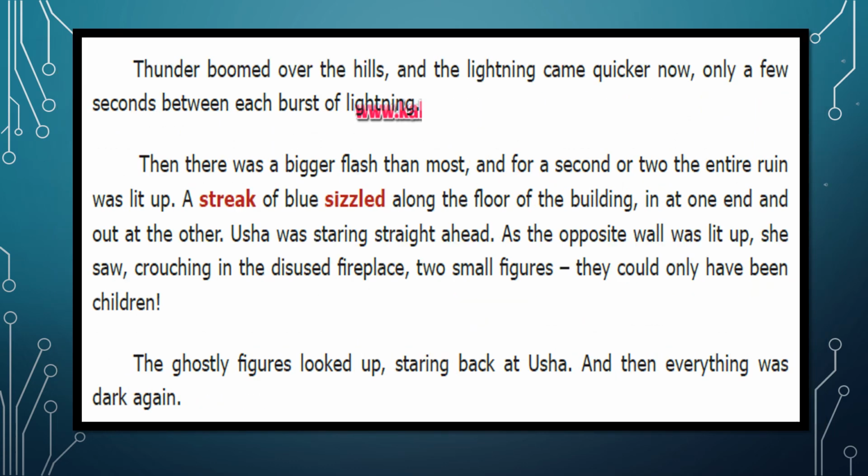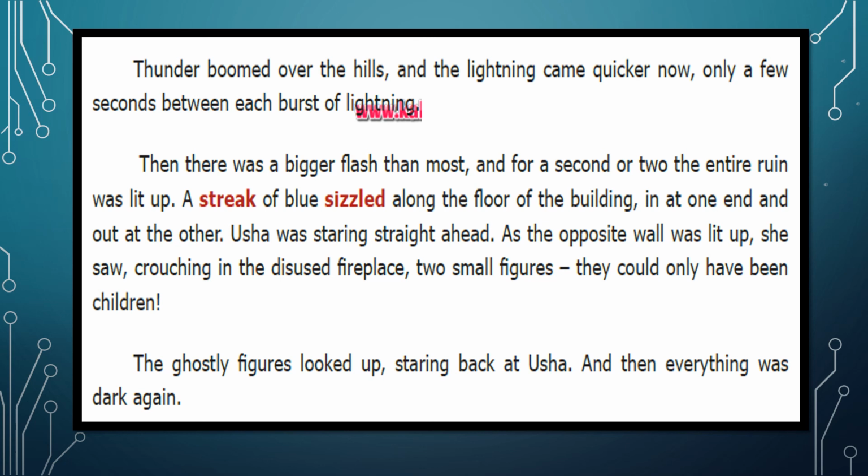Thunder boomed over the hills, and the lightning came quicker now. Only a few seconds between each burst of lightning. Then there was a bigger flash than most, and for a second or two the entire ruin was lit up. A streak of blue sizzled along the floor of the building, in at one end and out at the other. Usha was staring straight ahead. As the opposite wall was lit up, she saw, crouching in the disused fireplace, two small figures. They could only have been children. The ghostly figures looked up, staring back at Usha, and then everything was dark again.